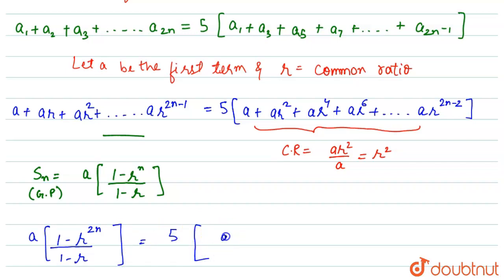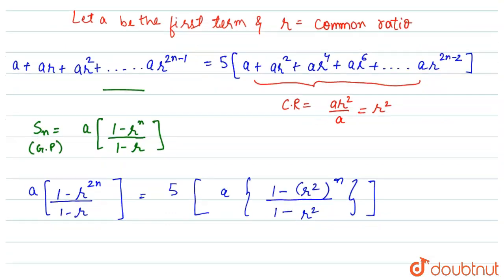A into 1 minus the common ratio, which is r square, to the power of the number of terms. If the total number of terms is 2n, then the terms which are in odd places will be n in number. So this will be upon 1 minus again the common ratio, which is r square.